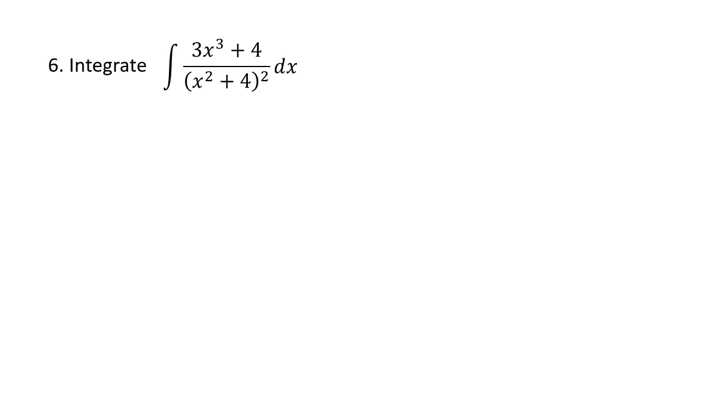First thing you might notice, though, is at first glance, this may appear to be an improper fraction. We see a cube on the top, and we just see a squared on the bottom. But because that squared is itself squared, the bottom has degree 4. And the top of this fraction has degree 3, which means this is a proper fraction, so phew, we don't have to do any long division for this problem.